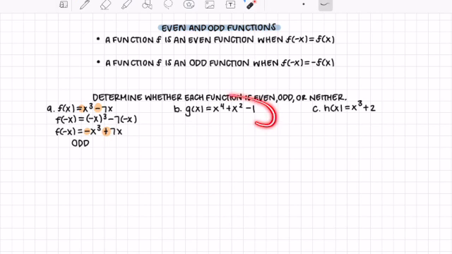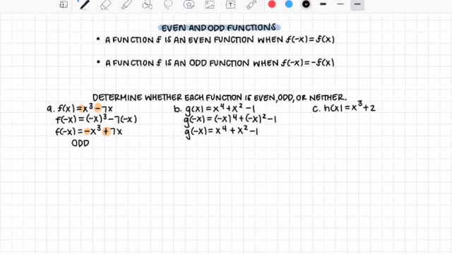If I look at the function over here and substitute negative x into it, again, negative x to the power of 4 plus negative x to the power of 2 minus 1. If I solve for this, I get x to the power of 4 plus x to the power of 2 minus 1. From here, I can see that all my terms have exactly the same signs. It didn't change anything even though I substituted negative x. And so I would consider this function to be even.